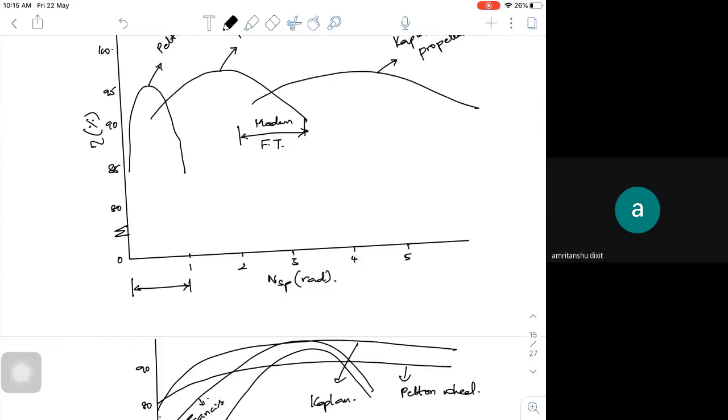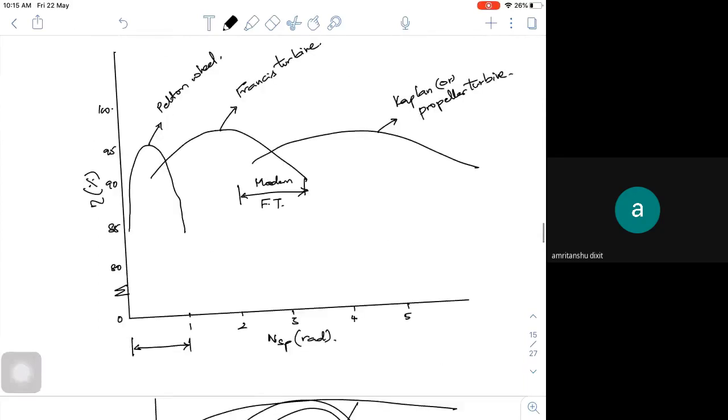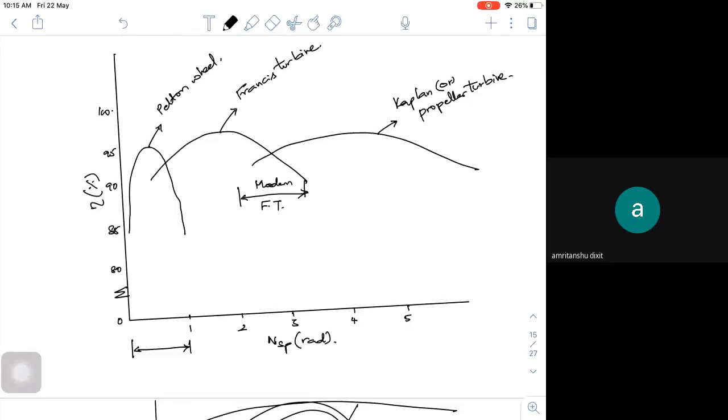But here, specifically with respect to turbine, it is directly related to your head: N root P by H to the power of 5 by 4. That was the formula. When you look at it closely, head plays a very important role. For lower head, I used to get a very high specific speed. For higher head, I used to get a lower specific speed.